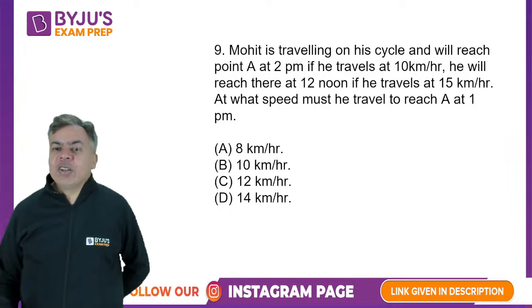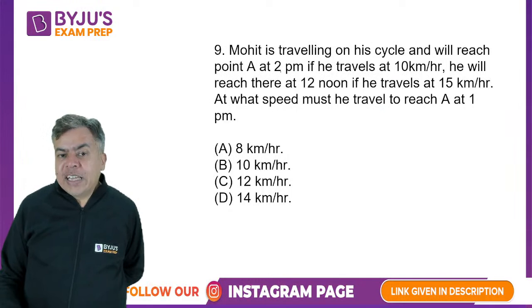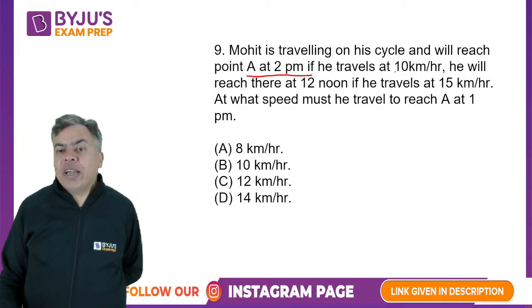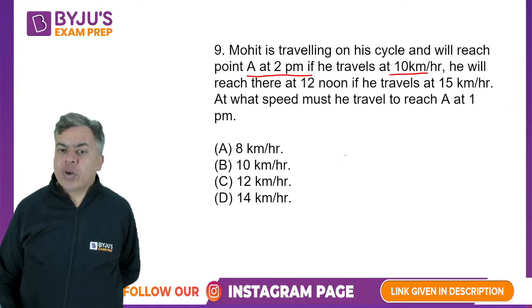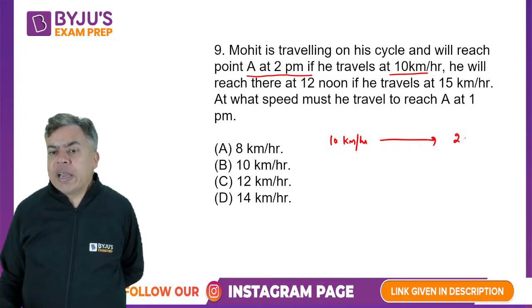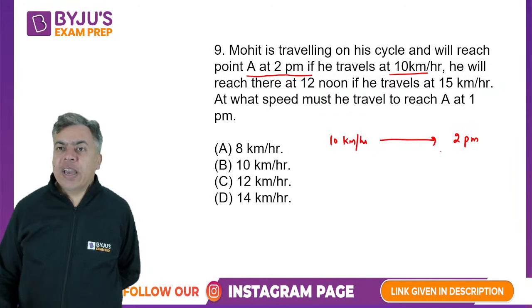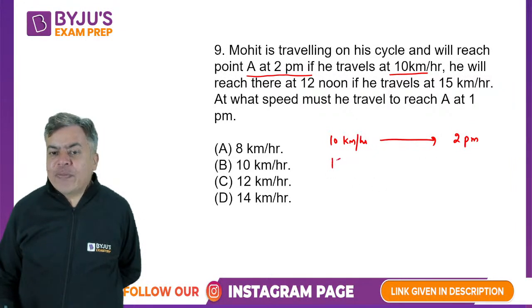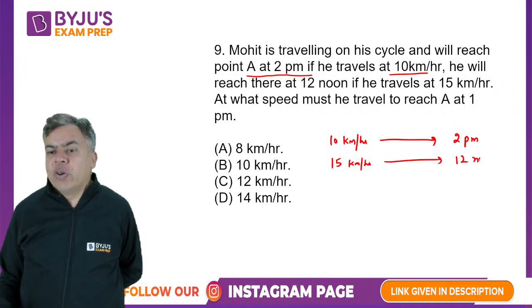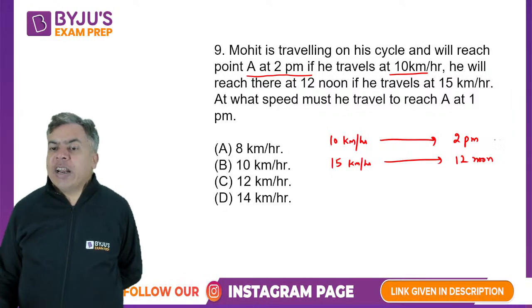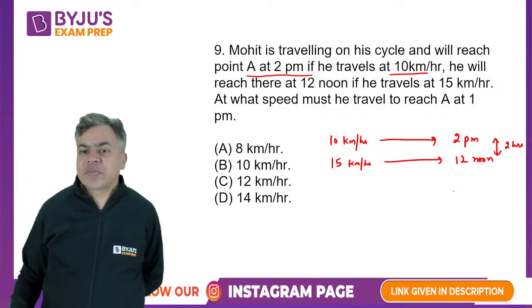Now Mohit is traveling on a cycle. Now he is reaching point A at 2 p.m. if he travels at 10 km per hour. So if he is traveling at 10 km per hour, he is reaching at 2 p.m. Now when he is traveling at 15 km per hour, he is reaching at 12 noon. So the reduction in the time is 2 hours. The gap is 2 hours, right?